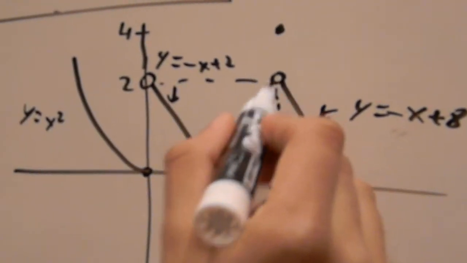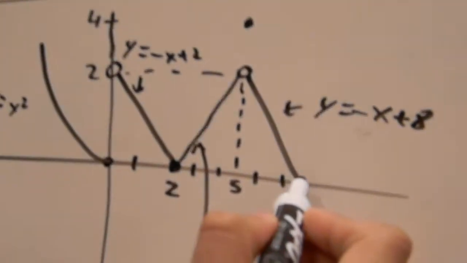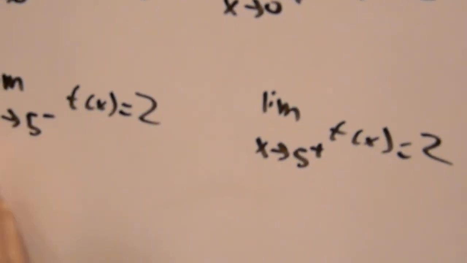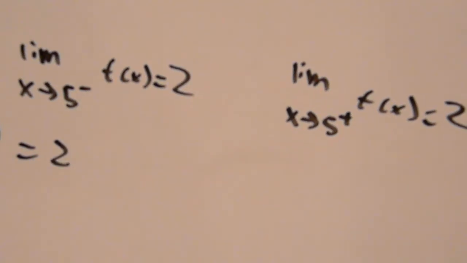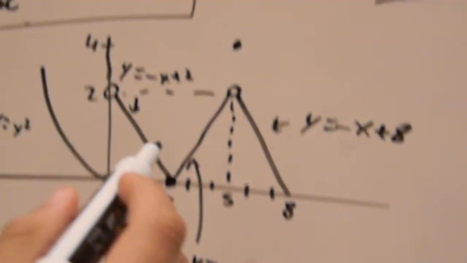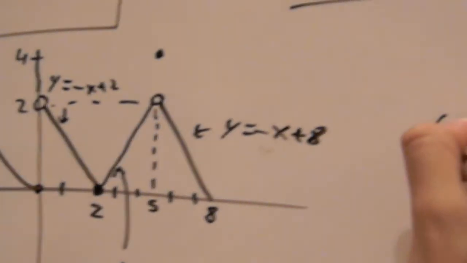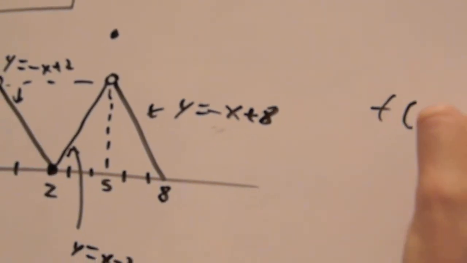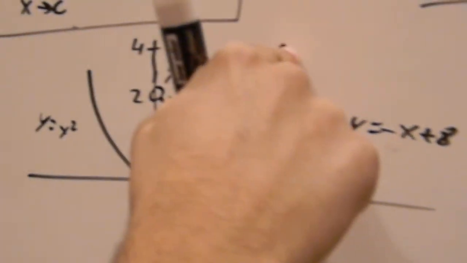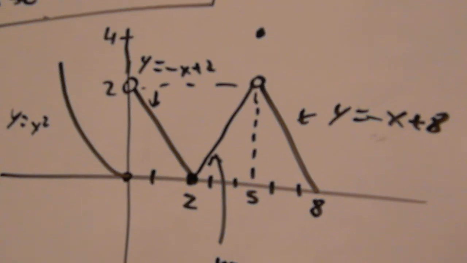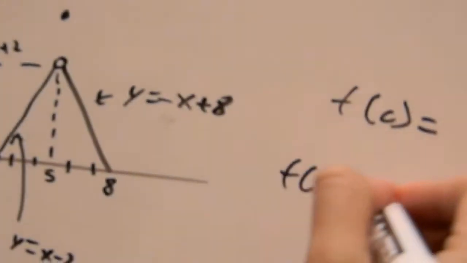As x approaches 5 from the left, it is equal to 2. And from the right as well, again, it's 2. So the limit of f of x as x approaches 5 is actually 2, even though f of 5 doesn't equal the same thing, because f of x at 5 is equal to 4.